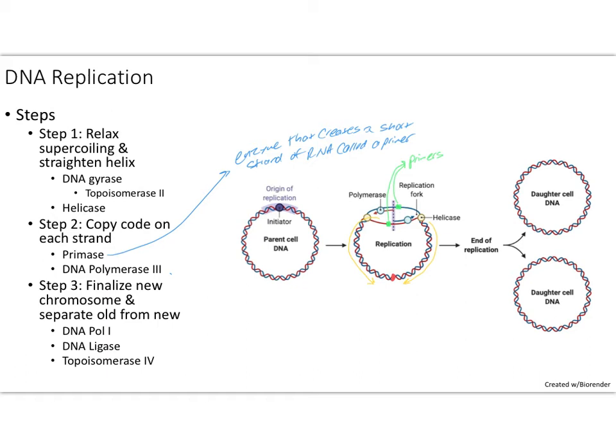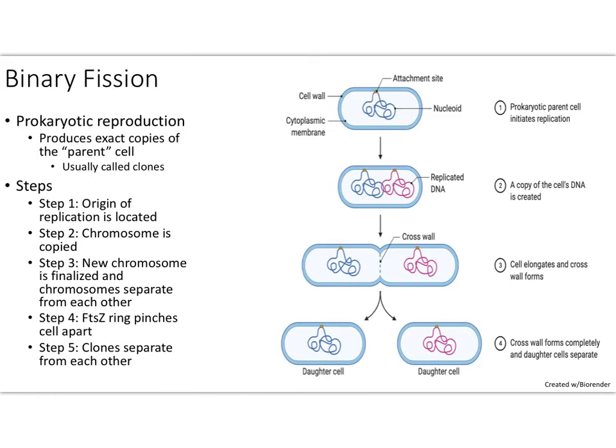It wouldn't do the cell any good if it got everything copied and everything was right, however, the chromosomes couldn't be separated from each other. So topoisomerase 4's job is to separate out the 2 new chromosomes so that they can be given to new cells during the process of cell division. In prokaryotes, this process of cell division is called binary fission, and most of the time, prokaryotic reproduction leads to exact copies being made.